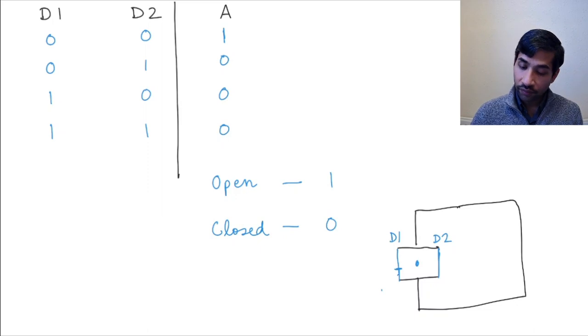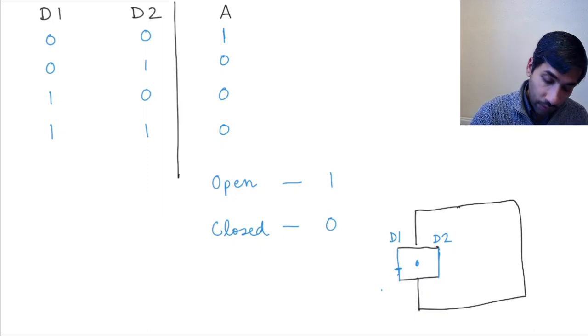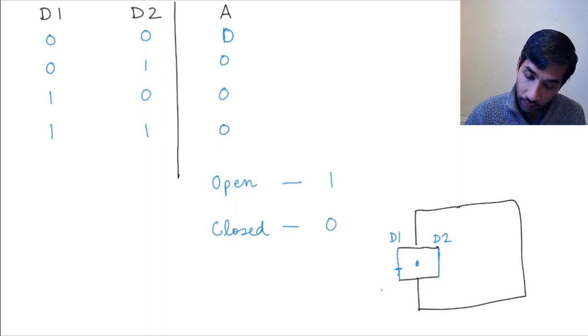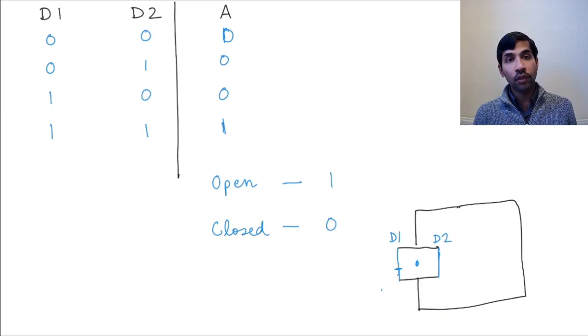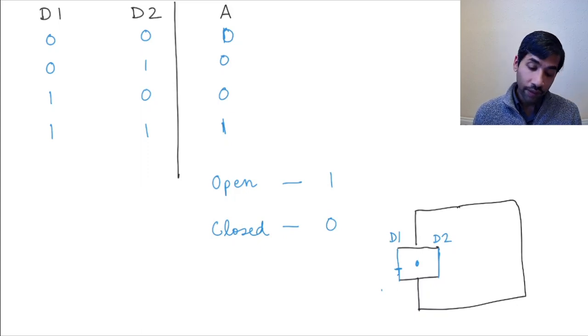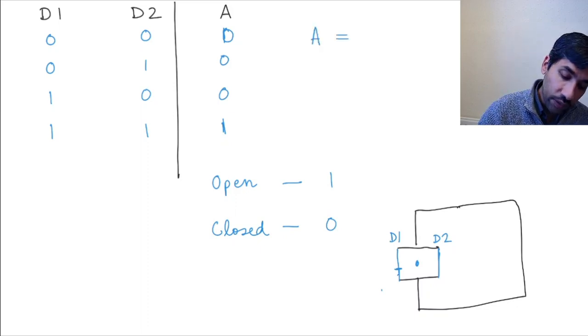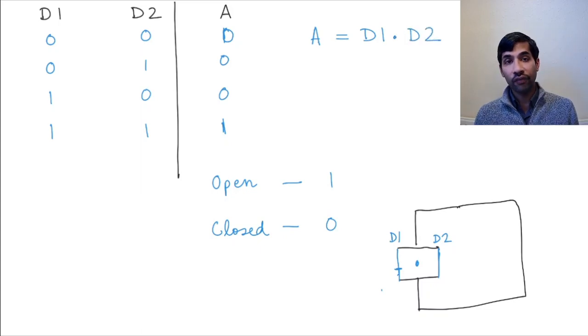Well, I seem to have inverted my values. So this should be 0, and I should make this one, because open is 1. So when door 1 is open and door 2 is open, I want the alarm to be high. I want the alarm to sound. So this is the truth table of my operation. And as soon as I draw the truth table, you can see that it looks like an AND function. So what I want is A equal to D1 AND D2, and therefore you can easily build a digital circuit for this particular application.